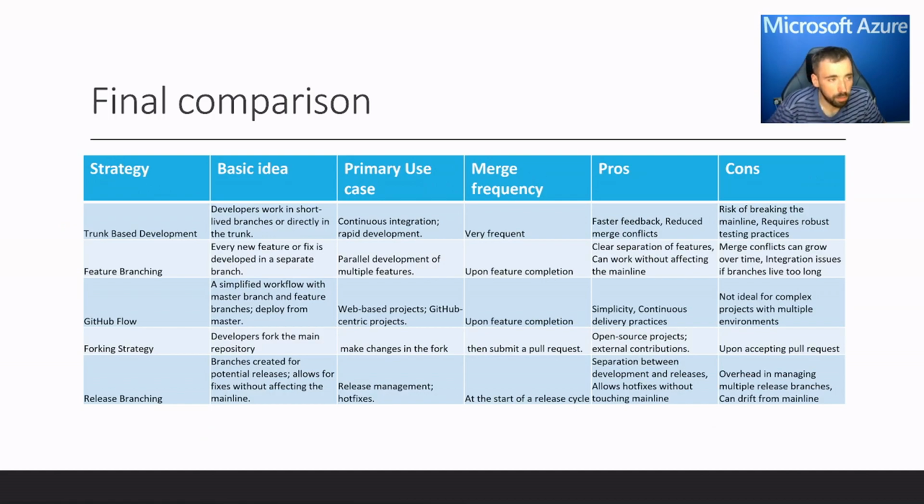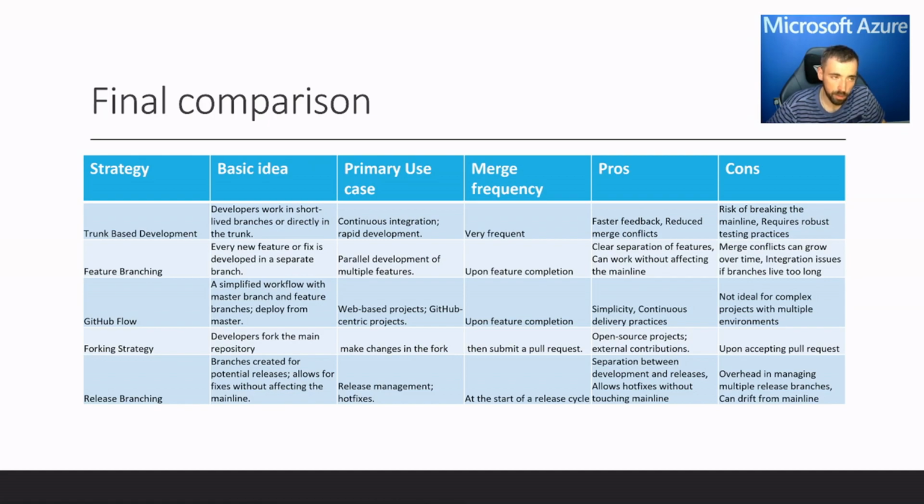Okay, so now I just want to do one quick final comparison between all of the branching strategies. There's a lot of information here, so I'm not going to go through all of it as I'll be here for quite a while, but I just want to point out some of the key differences. So basic idea of trunk-based development: developers work in short-lived branches and directly from the trunk. Feature branching: every new feature or fix is developed in a separate branch.